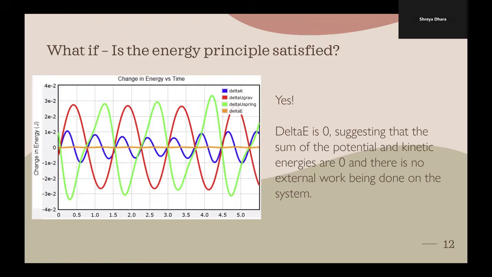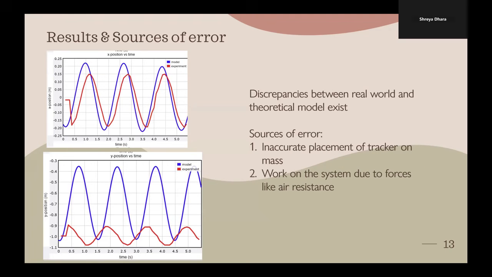And then this question is asking, is the energy principle satisfied? And the answer is yes, because you can see here that this orange line is our delta E, which is our total energy, and that's pretty close to zero, which suggests that the sum of the potential and kinetic energies is zero, and there's no external work being done on the system.